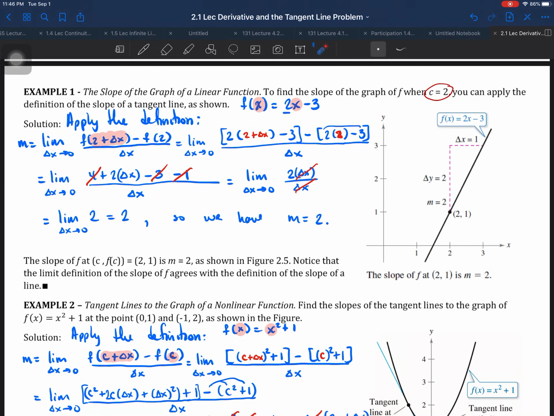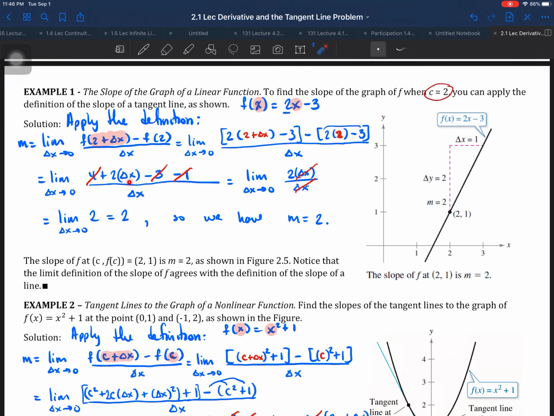So carry the limit. Continue simplifying here by using distribution. 2 times 2 is 4. 2 times delta x is 2 delta x. Minus 3. 4 minus 3 is 1, and carry the minus, all over delta x. Notice what's going to happen here. 4 minus 3 minus 1 will cancel each other out.